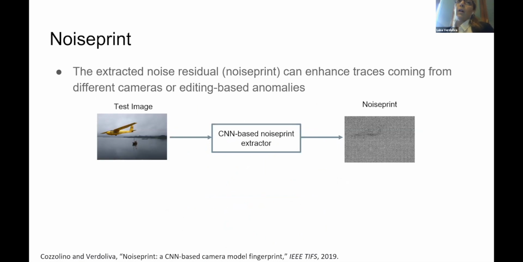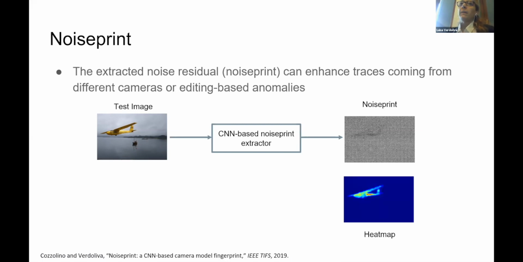We proposed this a couple of years ago. In this way, we extracted this information, and we do not need any type of information on the test image. This is actually independent of the specific camera used for the test image, because it was trained on a very large dataset, around 600 different types of devices. And then we try to highlight the anomaly.